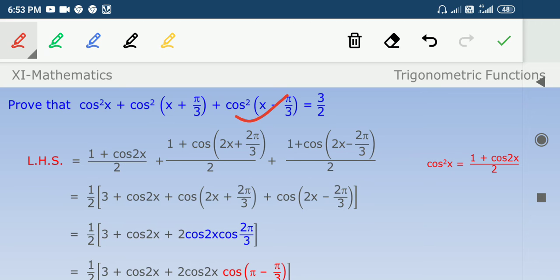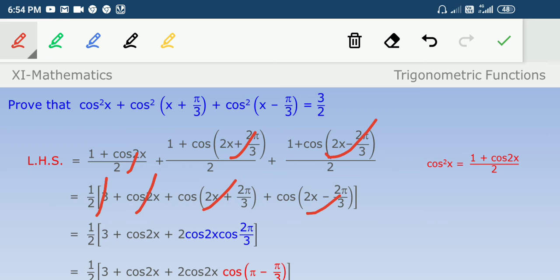Now we find that 2 is the denominator in the first term, second term and third term. So 1 by 2 we can take as common, as I have done here. Now see, what can you do? Now 1 plus cos 2x, plus 1 plus cos of 2x plus 2 pi by 3, plus 1 plus cos of 2x minus 2 pi by 3. So 1 plus 1 plus 1, 3 will be written. Now this cos 2x will be written here, cos of 2x plus 2 pi by 3 will be written here, and cos of 2x minus 2 pi by 3 will be written here.